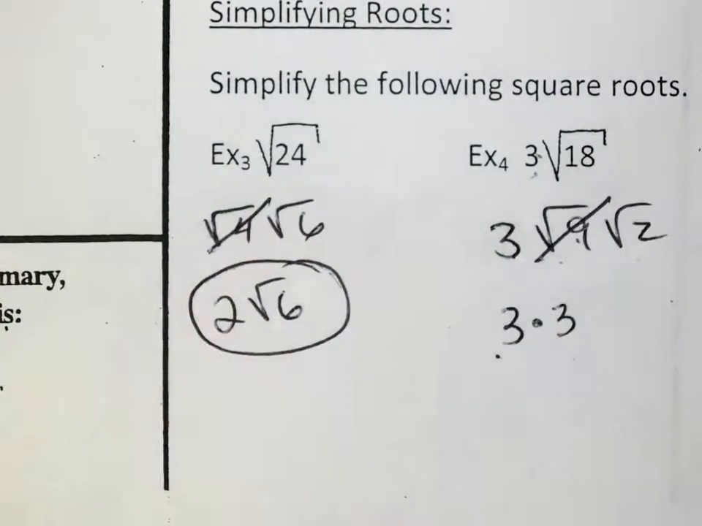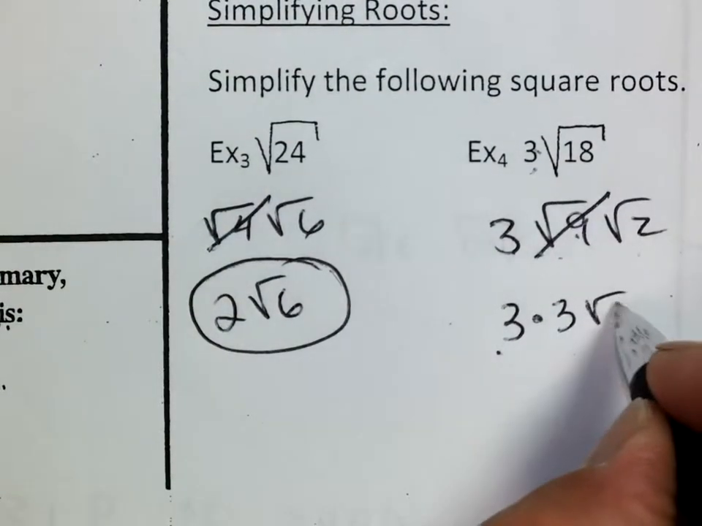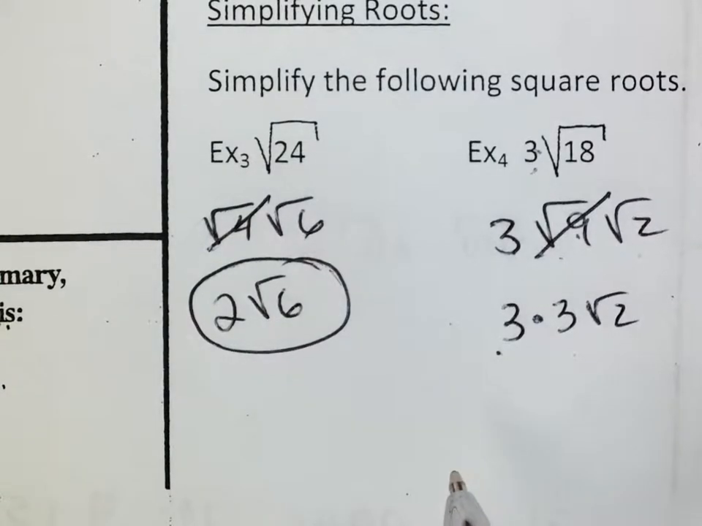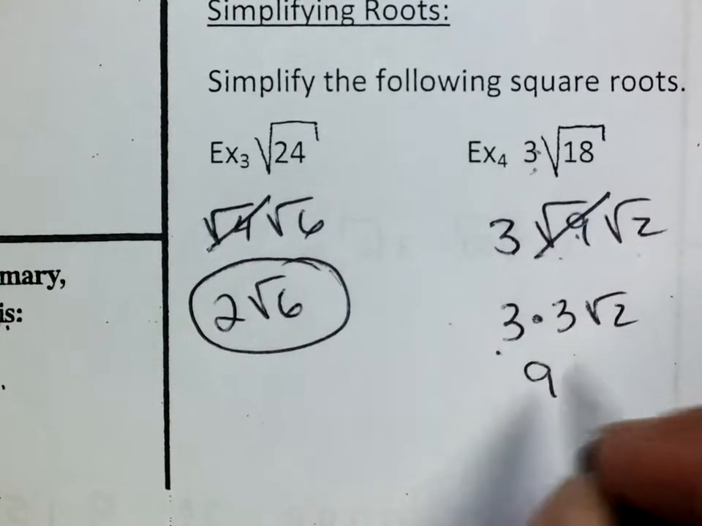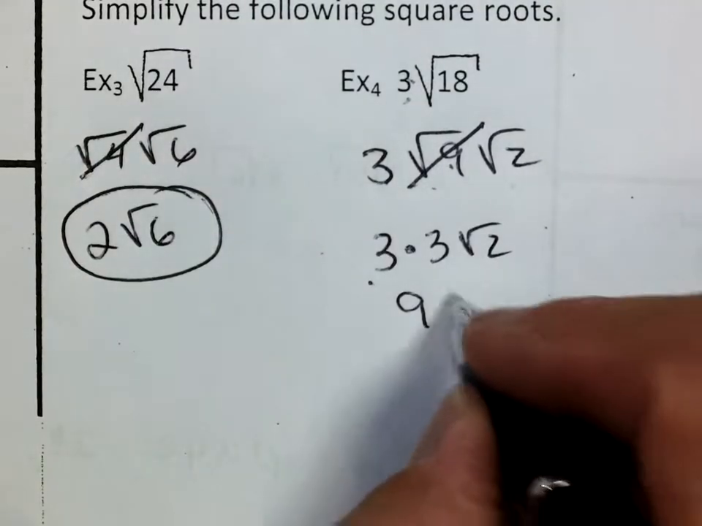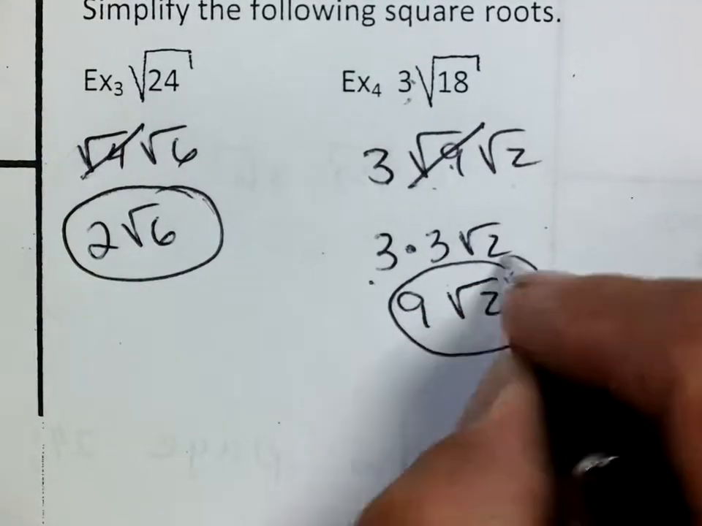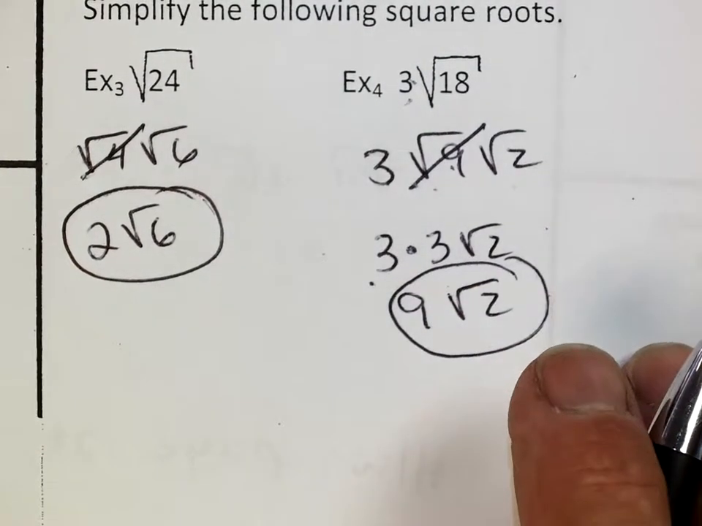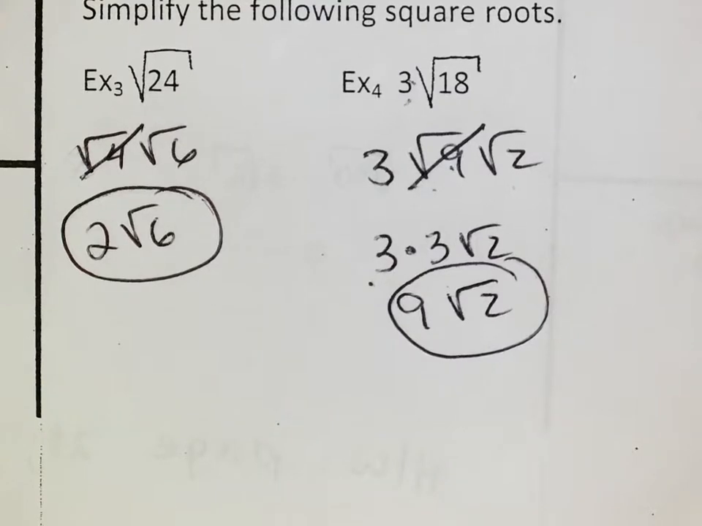And since they're next to each other, they're times, right? And then square root of 2, okay? Now let's finish it up. 3 times 3 is 9, so I get 9 square roots of 2. Okay? Thumbs up? Anybody sideways? I want to see. Are you okay? Are you good? Okay, turn the page.